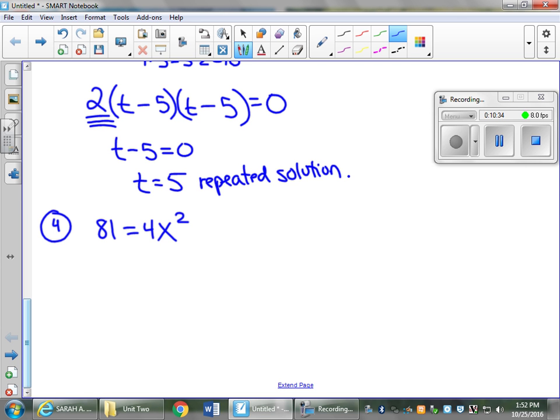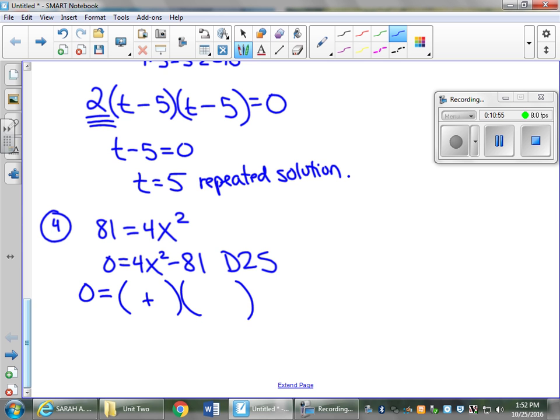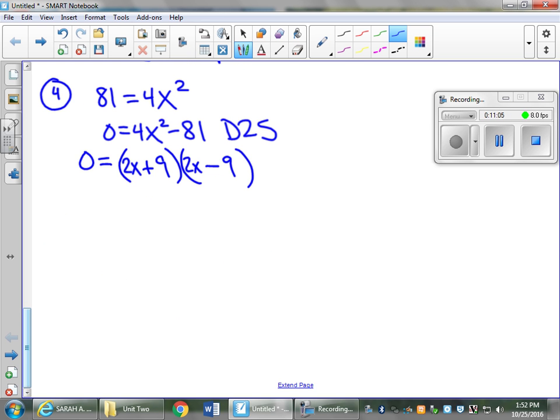We're going to move the 81 in order to keep the a value positive. And this is considered a difference of 2 squares. 4 is a perfect square, 81 is a perfect square, it's a difference, so we can do that shortcut method that we had learned prior. Factors are almost identical, and just like a perfect square trinomial, you square root each term. So you can get 2x and 2x, 9 and 9. That's all the way factored.